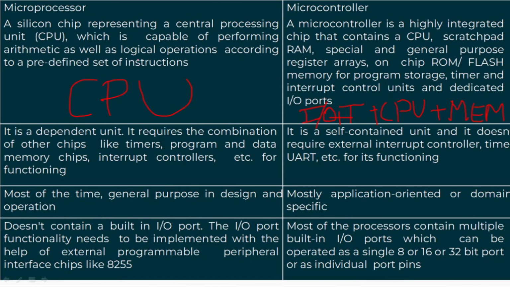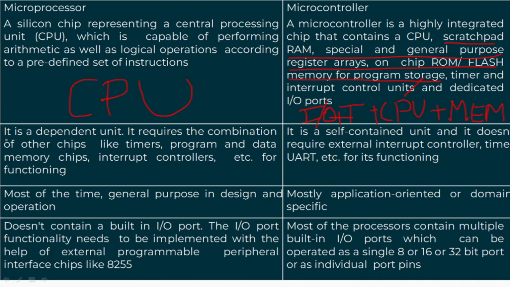So this is mainly capable of doing arithmetic or logical operations, but its focus is only on the CPU. But a microcontroller has other components along with the CPU. So immediately the next point will be easy for you to understand if you understand the first line. Scratch pad RAM, special and general purpose register arrays, on-chip ROM, flash memory for program storage, all these are different types of memories only, which as of now you don't need to know in depth.